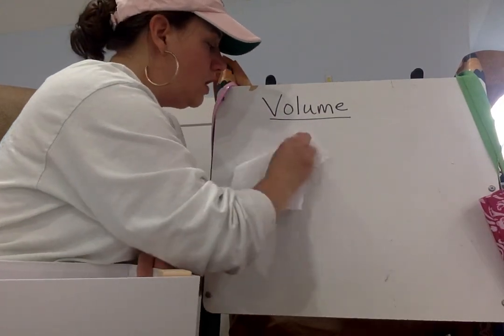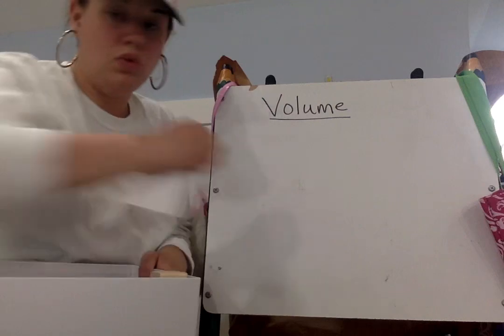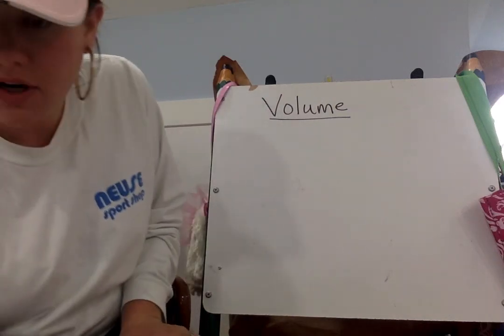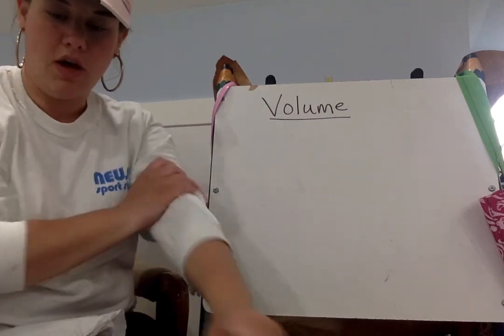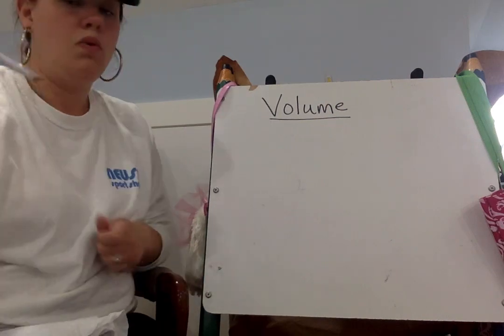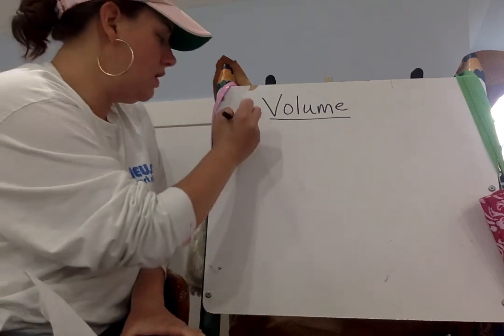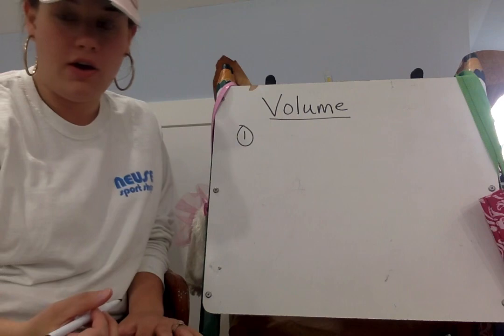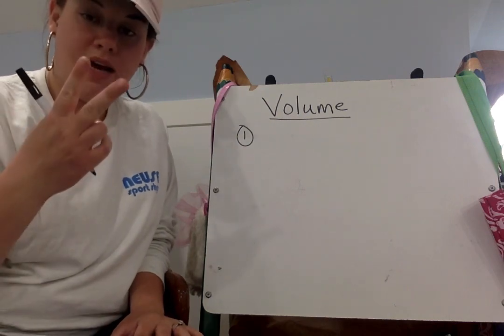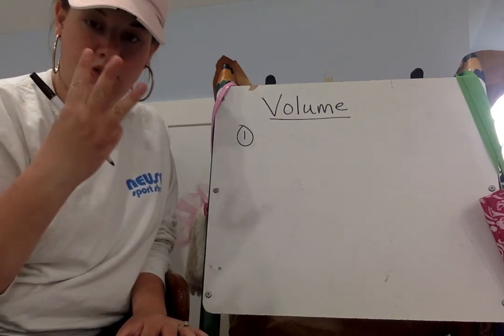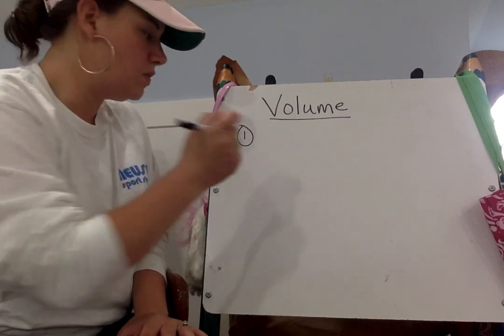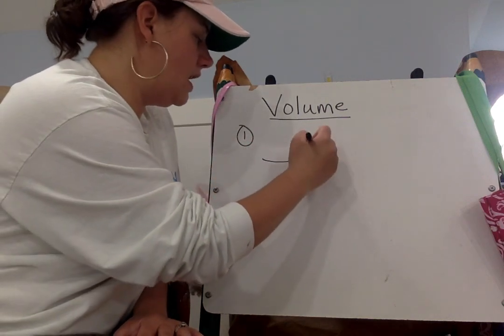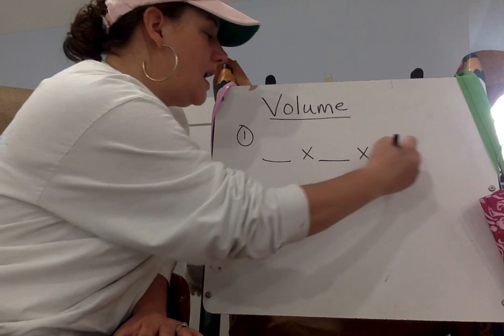Okay, formulas are the kind of mathematical rules that you use to find certain measurements or to solve certain problems, okay? So one way to find volume is to do dimension times dimension times dimension. Those three dimensions. And what did we say the three dimensions were? Length times width times height.